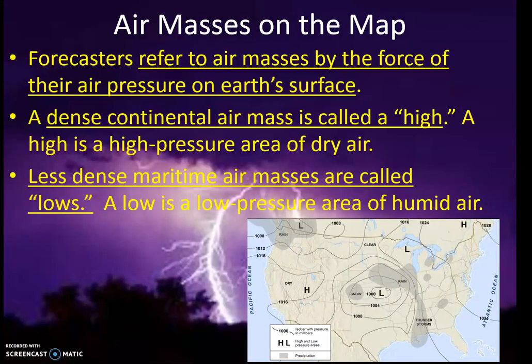So first we're going to talk about air masses. Air masses are often referred to by forecasters by the force of their air pressure on the Earth's surface. A dense continental air mass is called a high. So anywhere you see these H's on the map, that would be a high, where there is an area of dry air that's pushing down on the Earth. A less dense maritime air mass is called a low. So a low is a low pressure area of humid air, such as these L's here on the map.